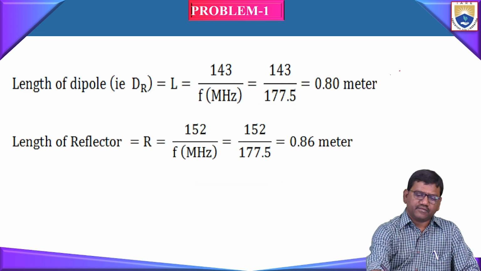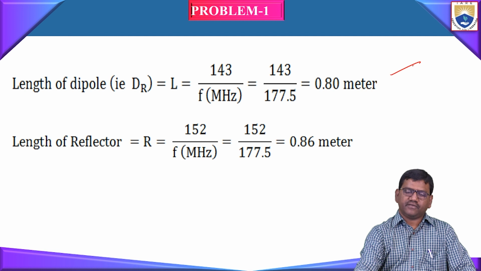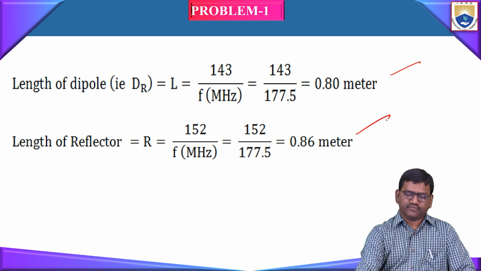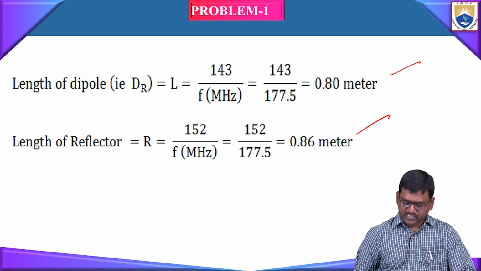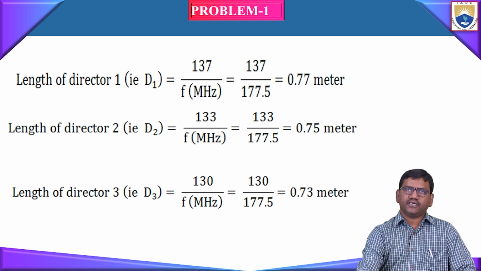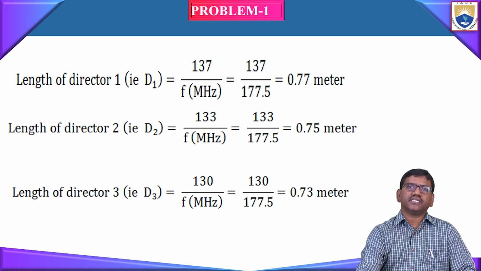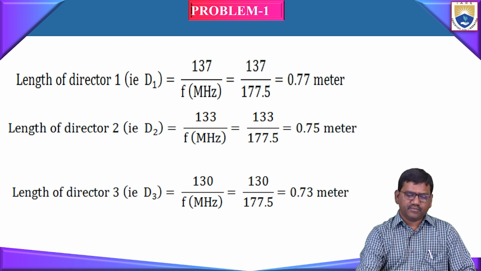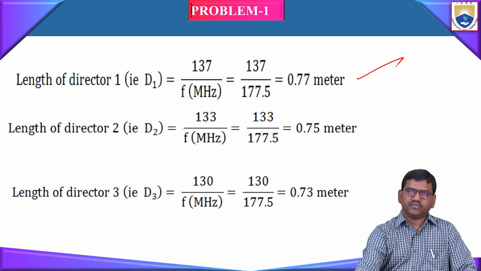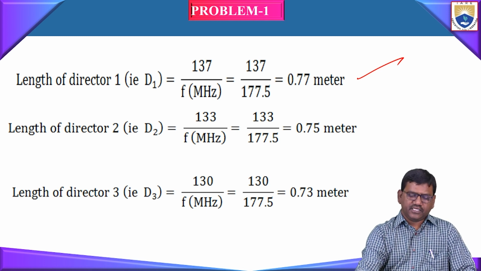So we are having a fixed formula here. The length of the dipole is given as 143 by F, 143 by 177.5, which is 0.8 meters. Similarly, the length of reflector is given as 152 by F, 152 by 177.5, 0.86 meters. Similarly, there are formulas to find out the length of director 1, director 2, and director 3. That is 137 by F, 133 by F, and 130 by F. So F is given as 177.5. If you simplify, you will get 0.77, 0.75, and 0.73.